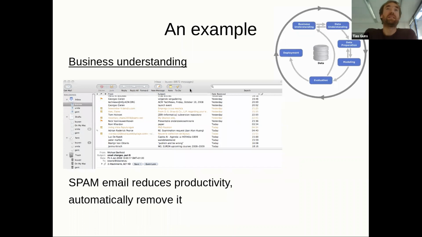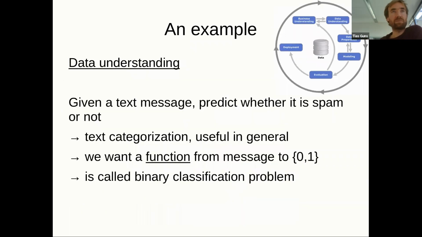As an example, let's take the spam email again. So what is the business problem here? Well, we get a lot of emails and many of them are spam. Why is this a problem? Well, it reduces our productivity, because we have to click each of these messages, and it would save us time and remove the clutter if this would automatically be removed.